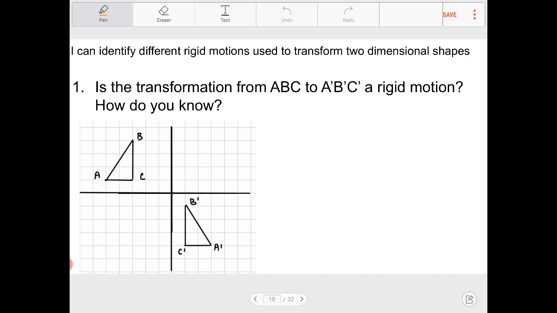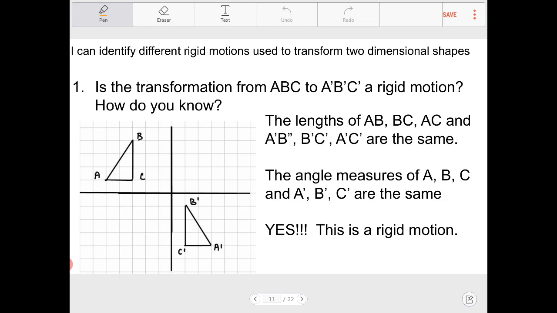All right, so now that you had some time to think about this, is this transformation from ABC to A prime, B prime, C prime a rigid motion? And how do you know? Well, absolutely. This is 100% a rigid motion, because if you look at this, AC and A prime, C prime are the same length. BC and B prime, C prime, and AB and A prime, B prime, are all the same length. These two triangles are indeed the same. They all have the same exact angle measures and everything. So yes, this is in fact a rigid motion.